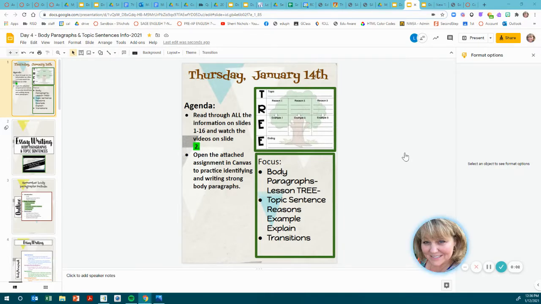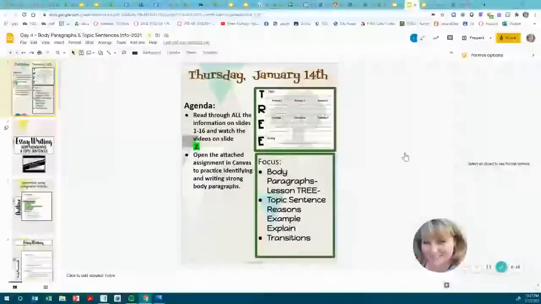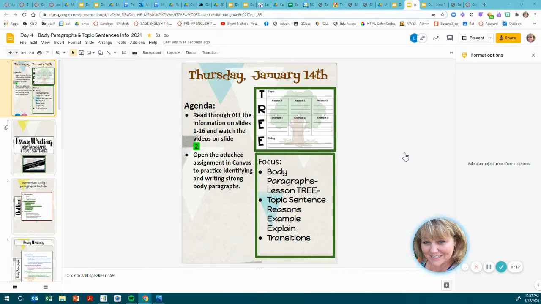Hi, we are starting day 4 of our writing expository essay. On this one, we are talking about the body paragraphs and the topic sentence. We've already covered thesis statement. We've covered introduction, looking at the prompt. We've covered introductory paragraph and body paragraph. And so today we're going to really focus on our body paragraphs part of the essay.